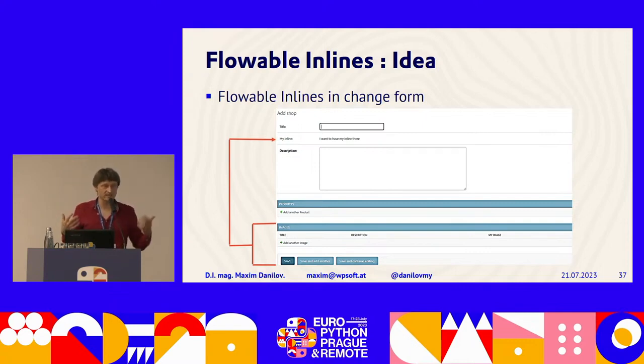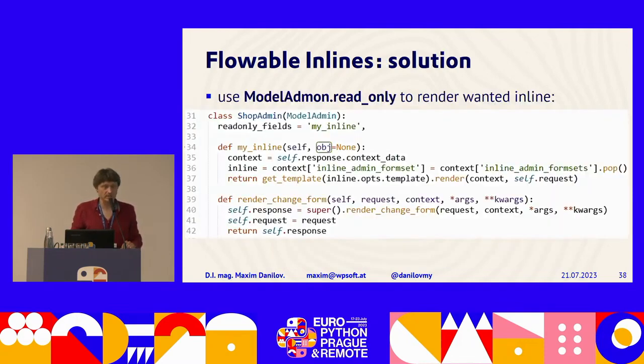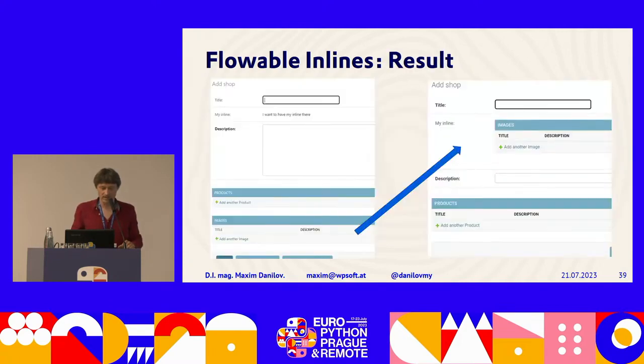I know many solutions; they override templates, or something else. But in reality, it's only 2 lines of code. I create my read-only field, and on the render of this read-only field, I take the inline from context and render this inline on the read-only field. That's all. I take the inline from context and put it instead of the read-only field.